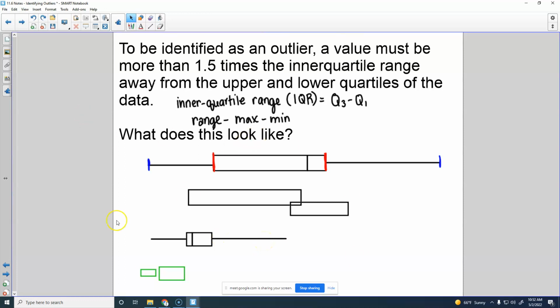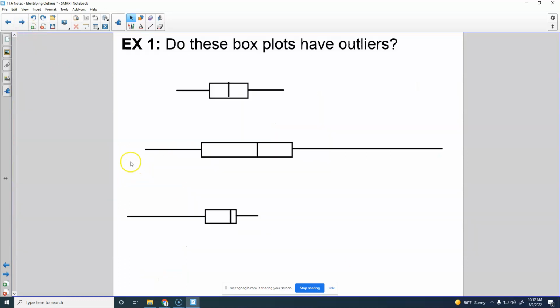Okay, so I want you guys to look at these 3 box plots and just tell me if they have outliers. Okay, we don't have actual numbers. Tell me if they have outliers. So look at all 3 of them. I want you on your paper to write down whether or not you think they have outliers.